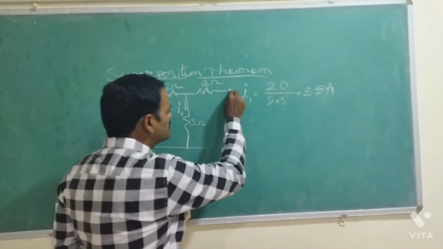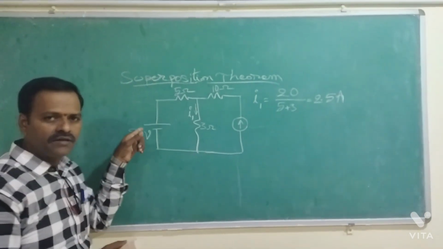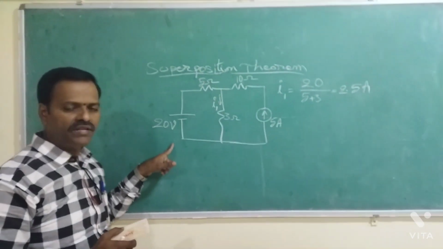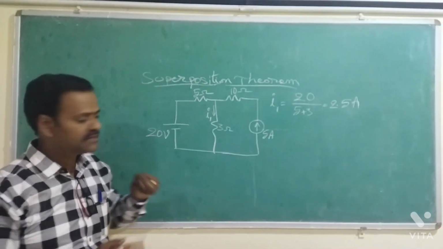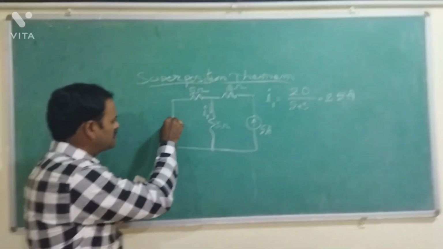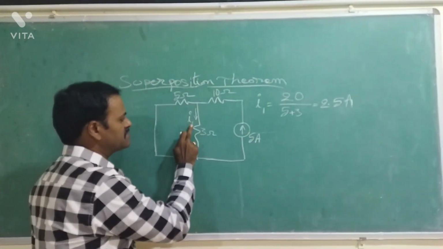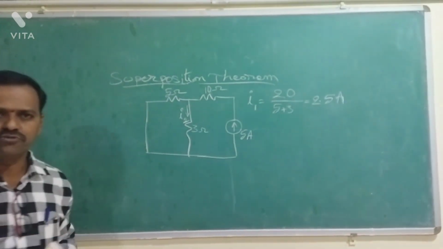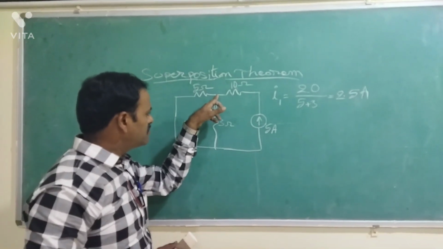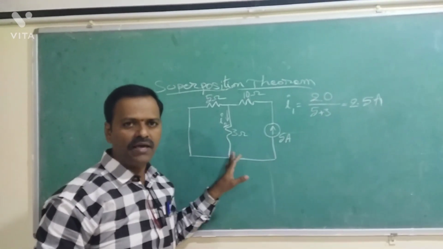Now let us consider the current source alone. Then we need to replace the voltage source by its equivalent impedance. What is the equivalent impedance of a voltage source? We know that it is a short circuit. Simply we short this. Now let us find the current flowing through this 3 ohms resistor, and represent it as I2. This is the total current, which divides into the 3 ohms resistor as well as the 5 ohms resistor. Now you can apply the current division rule.